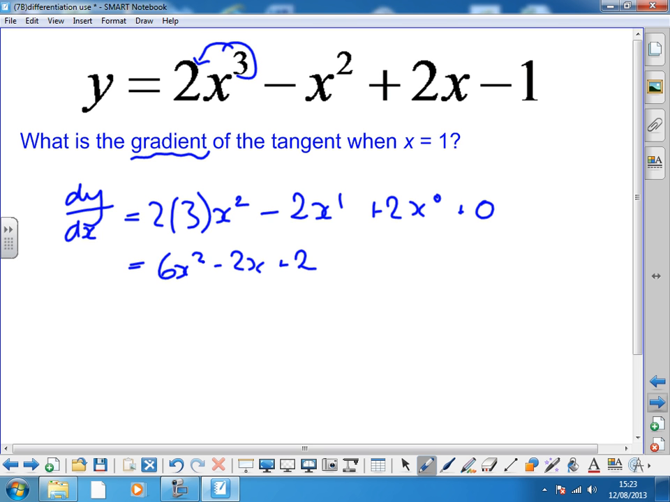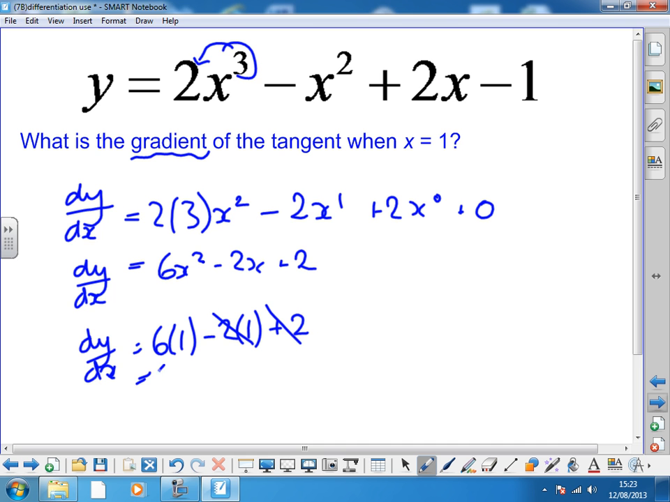So we don't know what the gradient is, what this dy by dx is, which is what we want to find. But we do know that x is 1. So dy by dx is 6 lots of 1 minus 2 lots of 1 plus 2. Minus 2 plus 2 cancel each other out, so you get 6. So the gradient of the tangent to that curve at the point x is 1 is 6. The steepness of the curve at that exact point is 6. It's going uphill, quite steep.